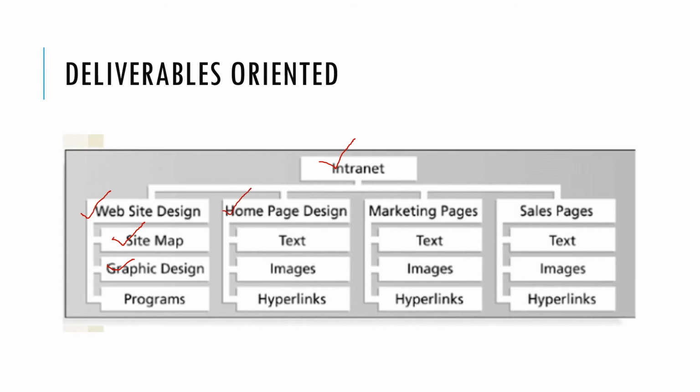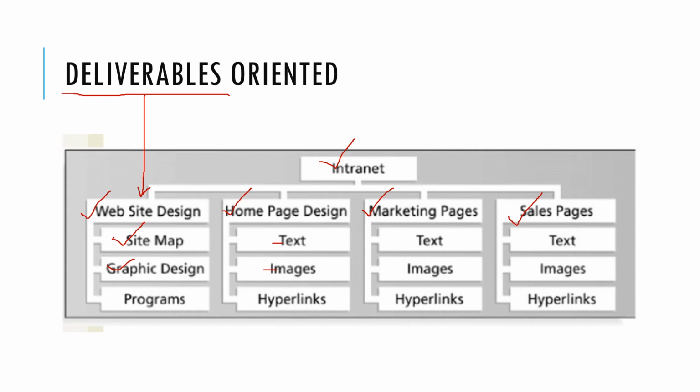So homepage design will have text, it will have images, it will have hyperlinks. So all of these are basically deliverables, right? You've got marketing pages, you've got sales pages, and these are all deliverables. So this kind of WBS is known as deliverables oriented WBS, which basically talks about deliverables. These are all nouns. These are all not verbs, right? These are not phases. These are not related to process. This is simply deliverables oriented WBS.